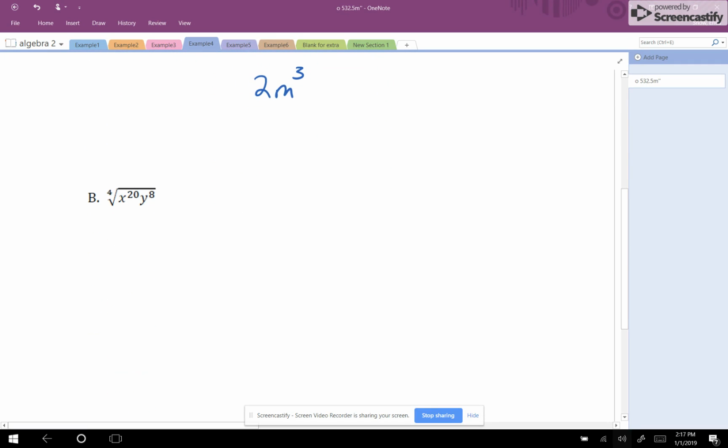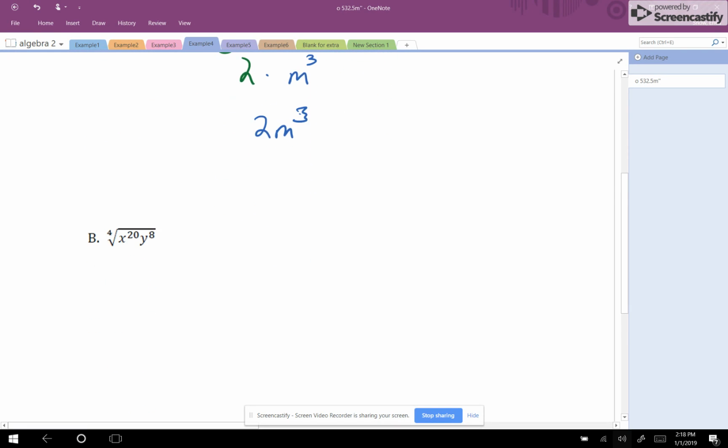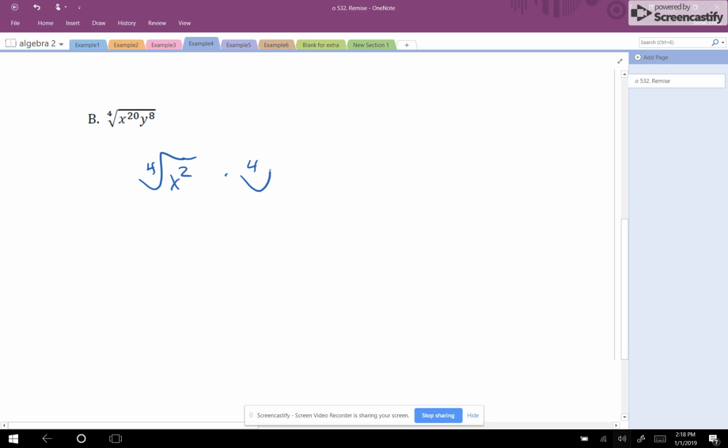Now, what happens if we just have variables and numbers like that? We're going to have x to the 20th, y to the 8th, all to the 1/4. Or, we don't want to do it that way. We want to break it apart first. Sorry. We're going to do the 4th root of x to the 20th times the 4th root of y to the 8th. So we get x to the 20/4, y to the 8/4. So x to the 5th, y squared.